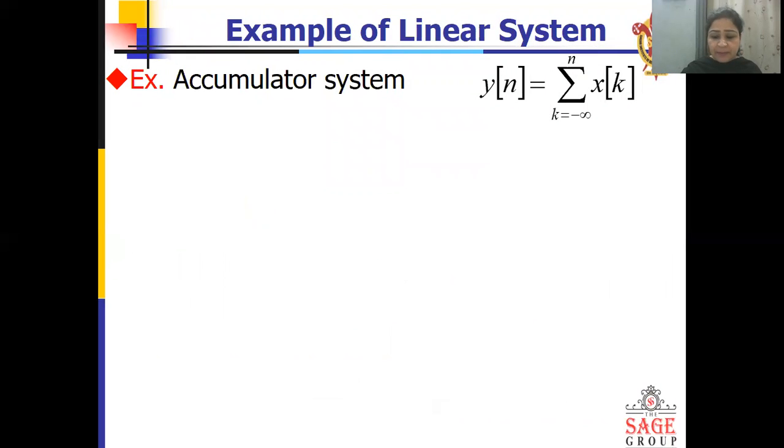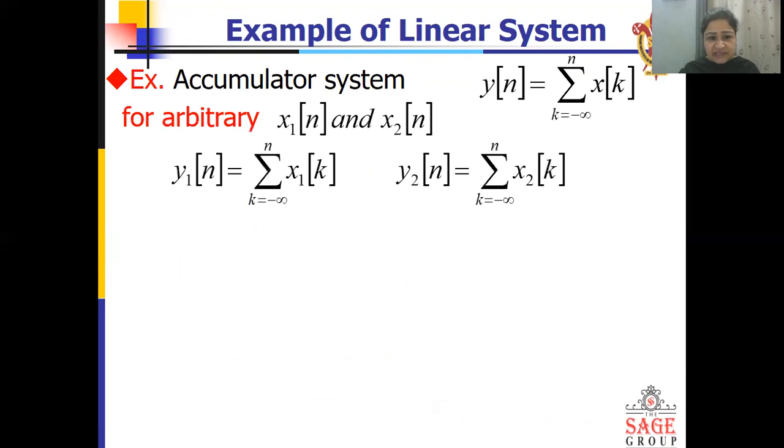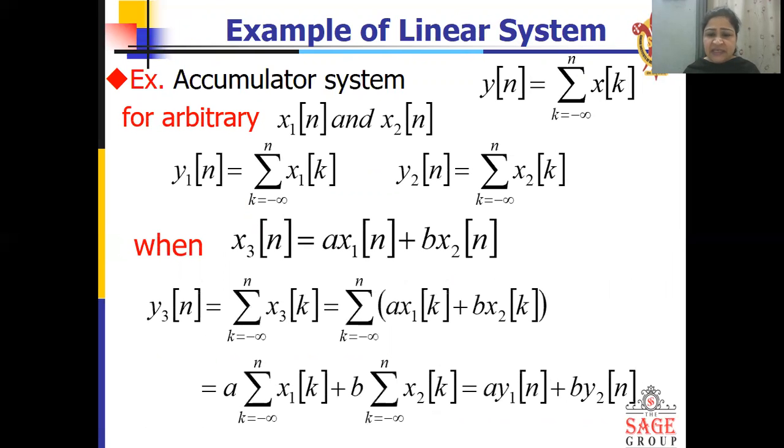Now, a common example of a linear system is an accumulator system. Accumulator system means that at any instant n, the output depends on the sum of the inputs from previous instants, that is from minus infinity to the present instant, that is n. That means it should be written as x[-infinity] plus x[-infinity + 1] and so on. That means it will be x[-2] plus x[-1] plus x[0] plus x[1] and till x[n].